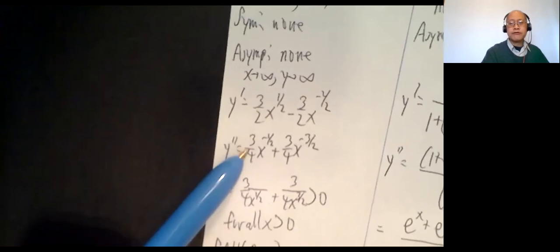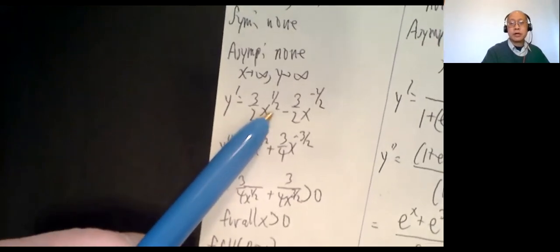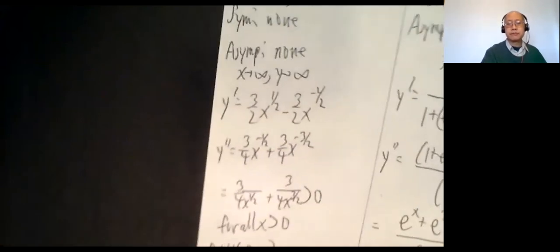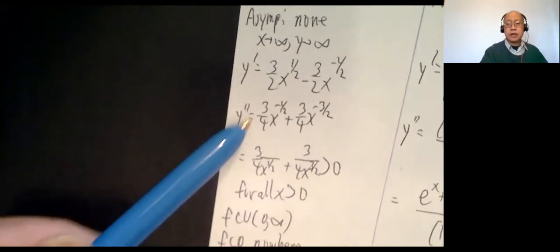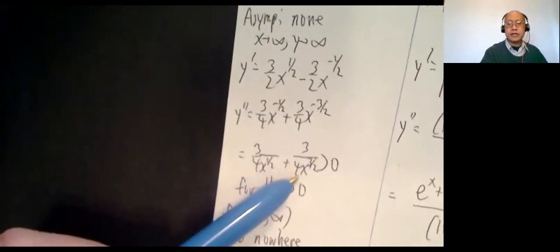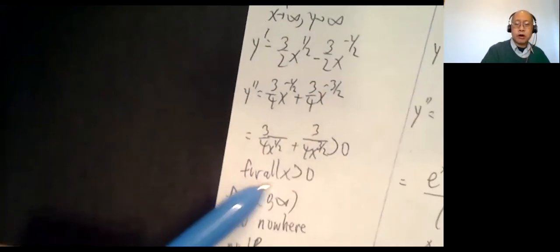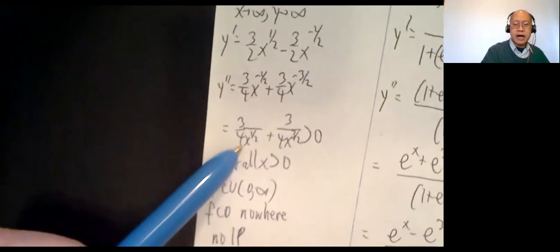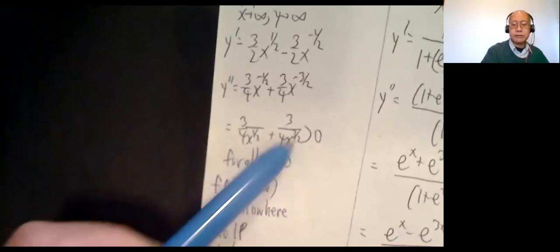Then do the double prime. Second derivative is 3/4 x^(-1/2), and negative times a negative is positive, 3/4 x^(-3/2). And then I just decided to clean that up a little bit. This is 3/4 x^(1/2), this is 3/4 x^(3/2). And I noticed this is always greater than 0 for all x greater than 0. My domain is only from 0 to infinity. I'm not allowed to plug in 0, but if I plug in any positive, this whole thing is positive for sure, right?